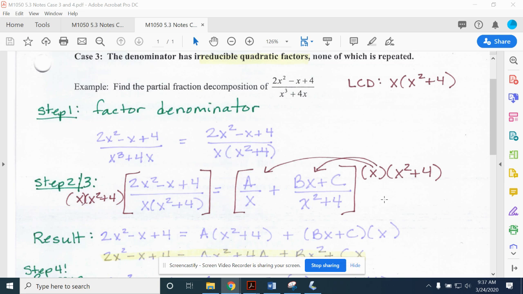Hello everyone again. We are continuing on with 5.3 notes. This is case 3 and 4 we're going to cover today. The first, case 3, is about irreducible quadratic factors.